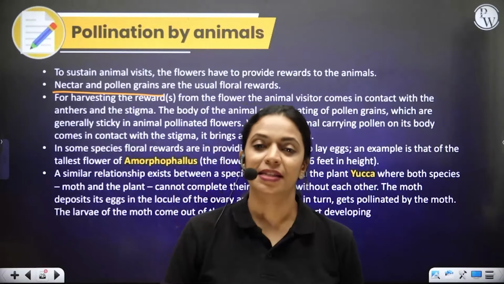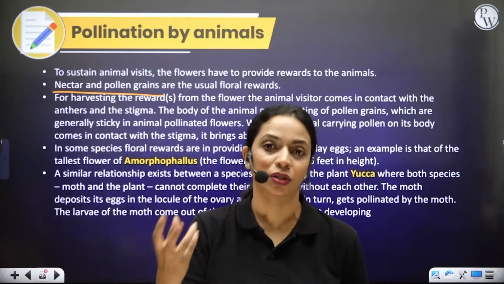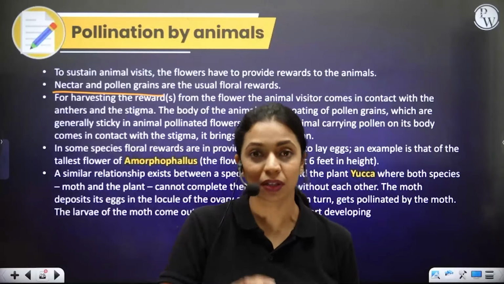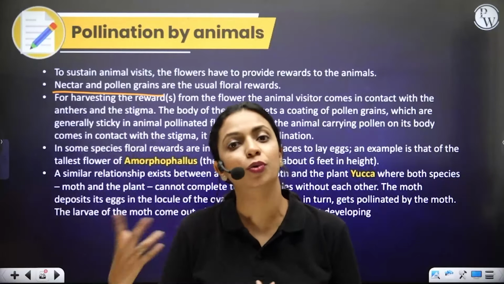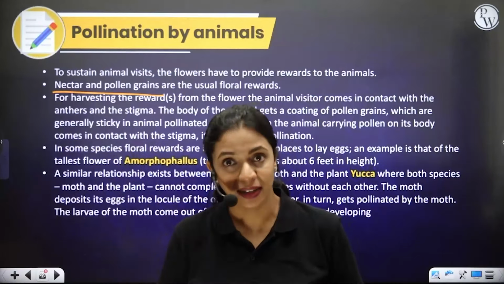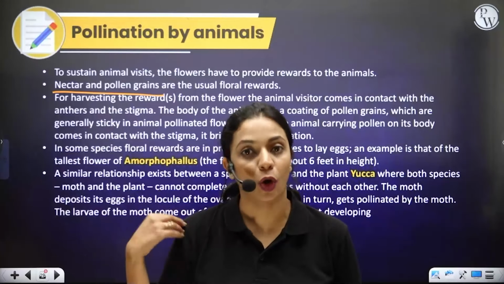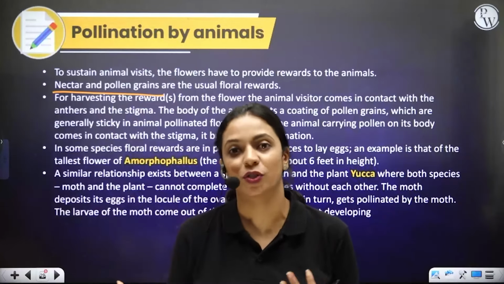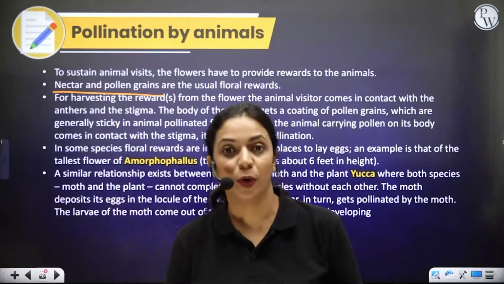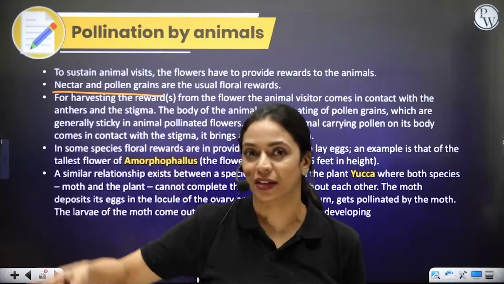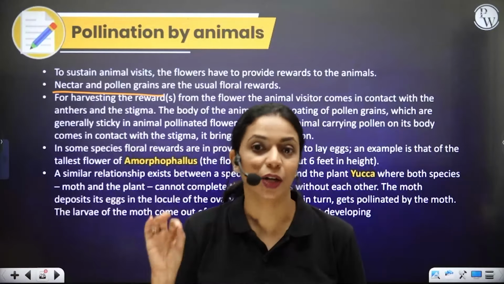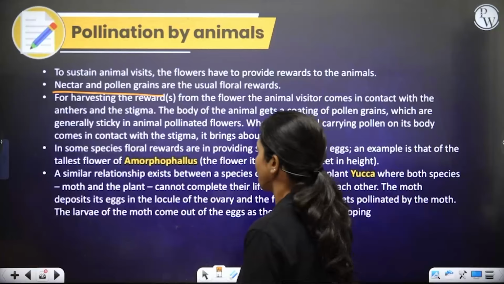Now after this insect has taken the nectar or the pollen grain or both from this flower, it will move to another flower to do the same thing. When it does that, the pollen grains that have been dropped on the body surface of this insect will be transported to the stigma of another flower. In that way, it will bring about pollination.